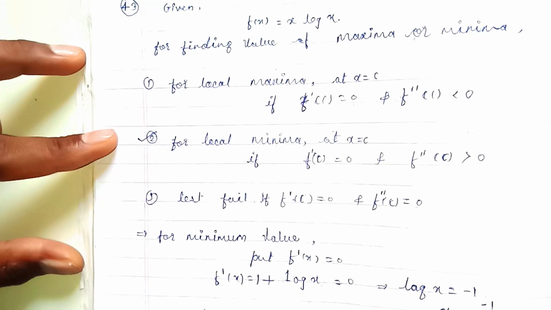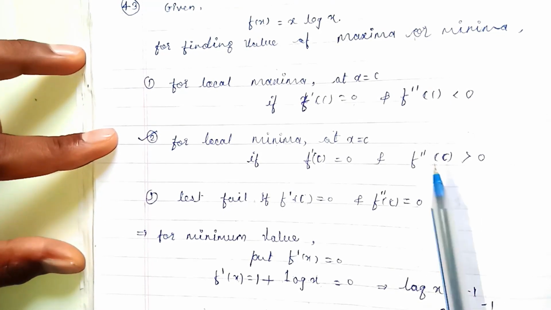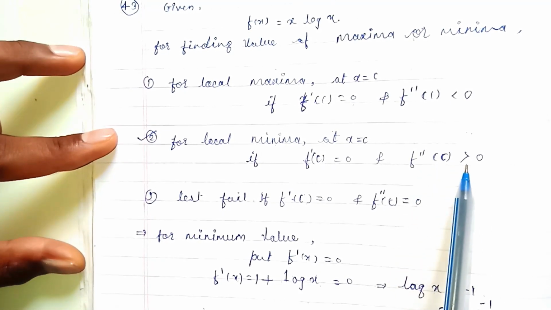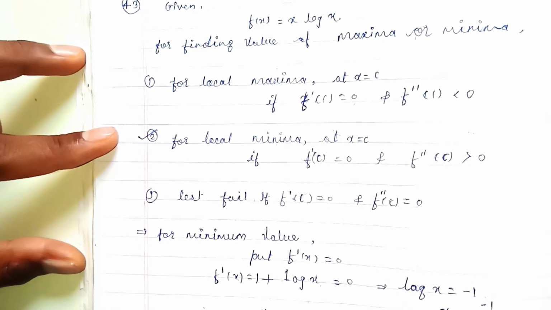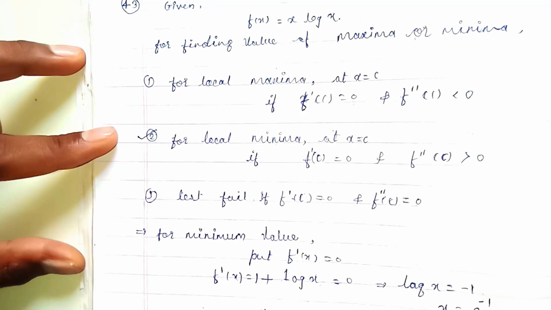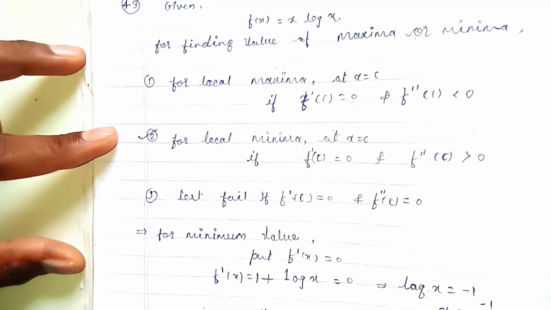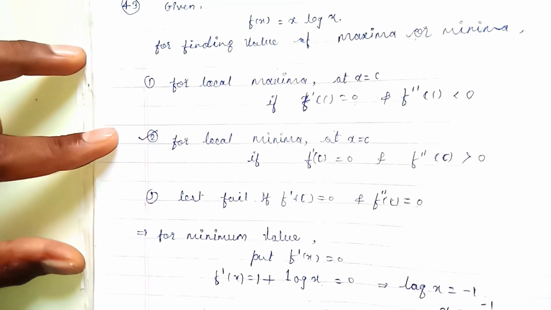So f double dash of x is 1 upon x. Now the second condition is f double dash of a c bigger than 0, and the c which is here is e to the power minus 1, okay? Now f double dash of a c, that means f double dash of e to the power minus 1, which is equal to 1 upon x, that means 1 upon e to the power minus 1.